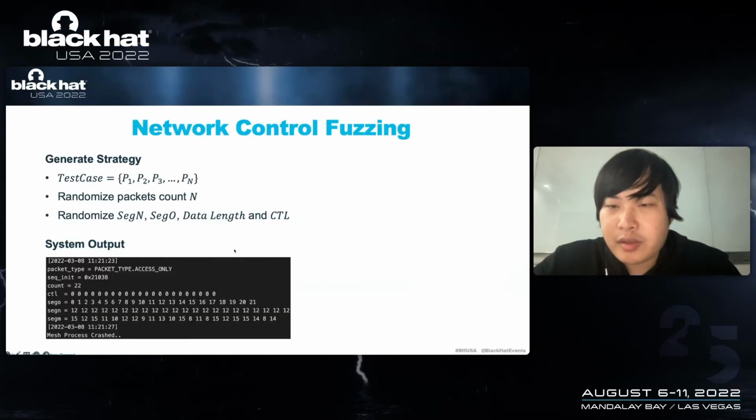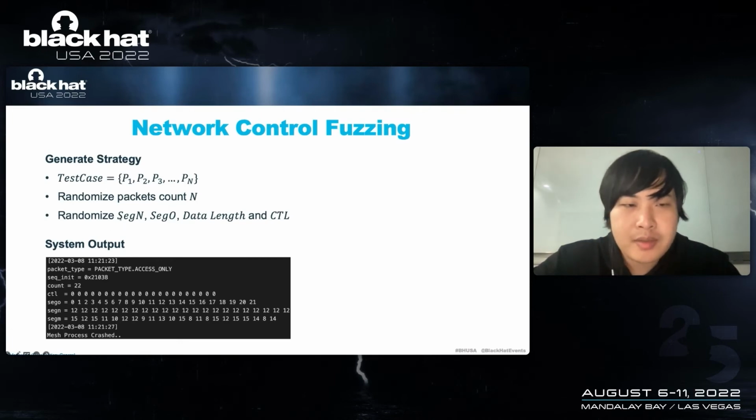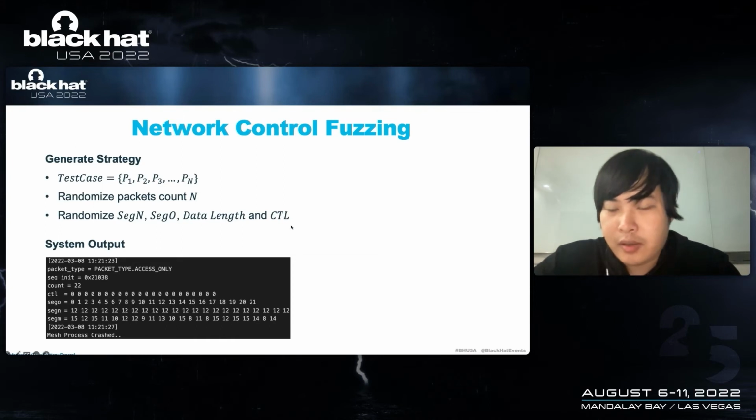The test case generation is similar to the network build fuzzer. We first decide how many segmented packets are included in a single test case, and then we randomize the SEGN, SEGO, data lengths and control. These fields are related to the lengths. And here is an example. The fuzzer has generated several related parameters and finally triggered the target device to crash.